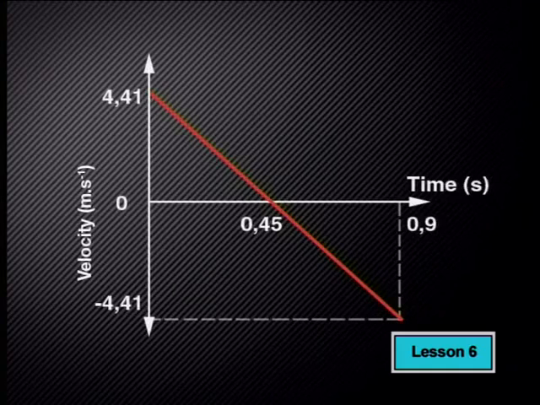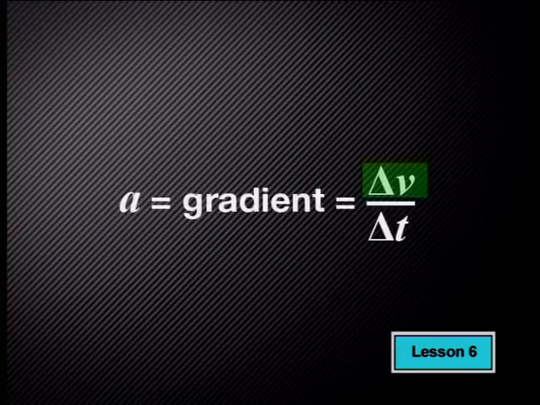The gradient of the velocity versus time graph is also useful as it is equal to the acceleration experienced by the child. Let's see. The gradient is calculated by dividing the change in the vertical height, labeled delta V, by the change in the horizontal distance, labeled delta T. Acceleration is equal to change in velocity divided by change in time. Can you see that this looks exactly like the equation for the gradient of our graph? Let's calculate the acceleration of the child according to our velocity versus time graph.